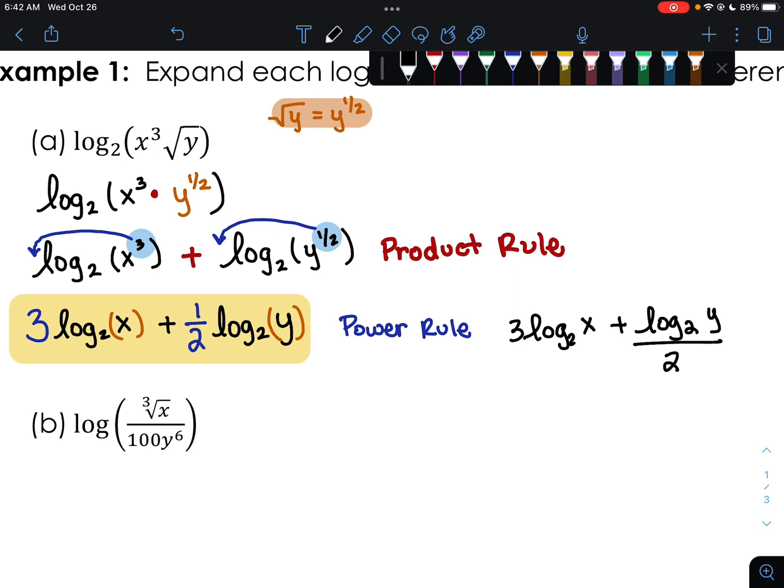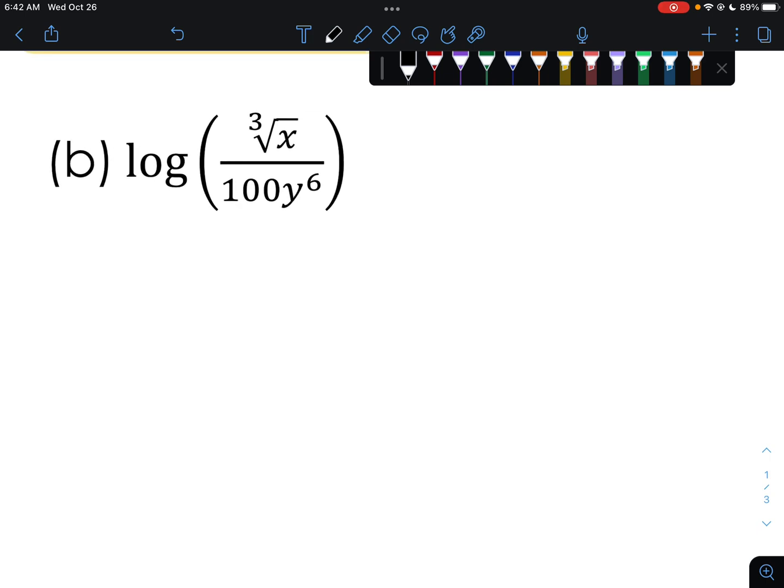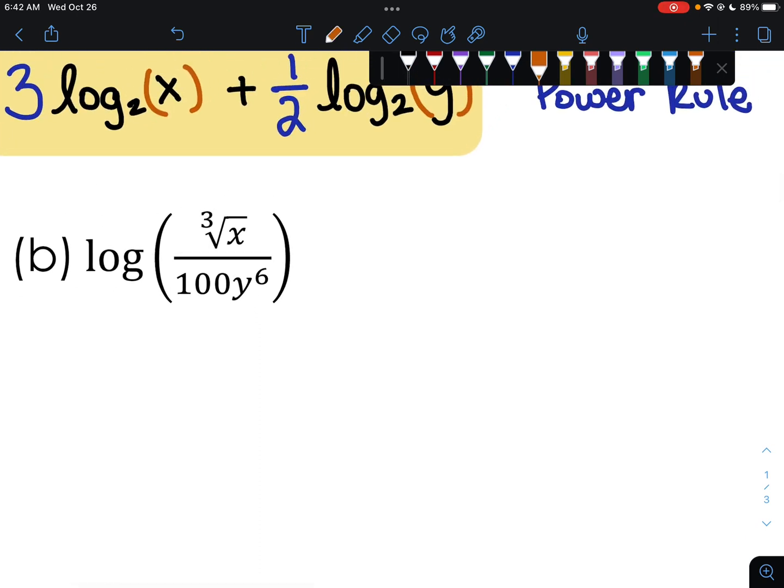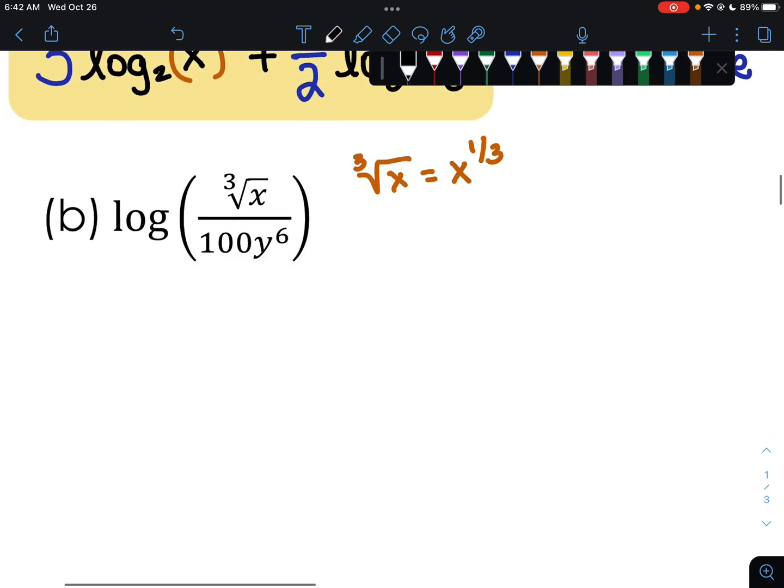Looking at example B, I have 3 different things. I have the cube root of x, that's 1. I have 100, that's a second different thing. And then I have y to the 6, so that's 3. So I should end up with 3 different logs. So we're going to start by recognizing that the cube root of x can be written as x to the 1/3 power. So we're going to make that change first.